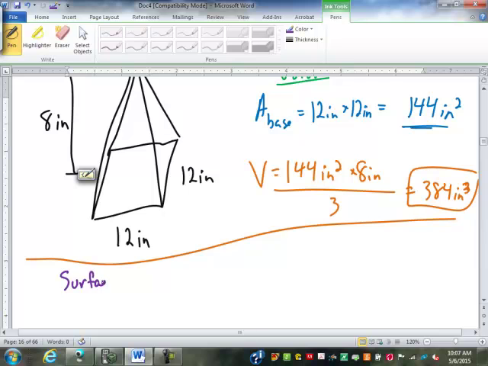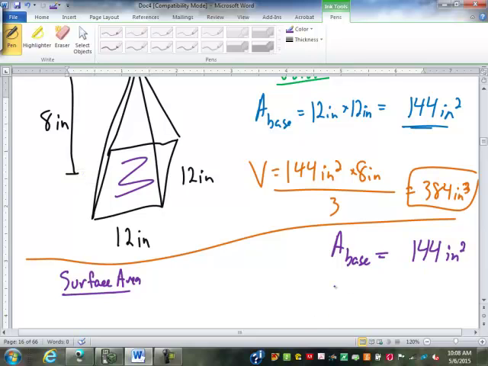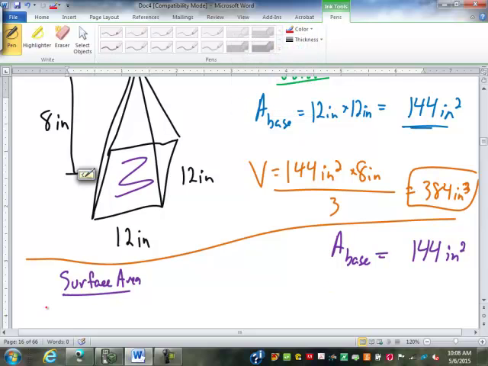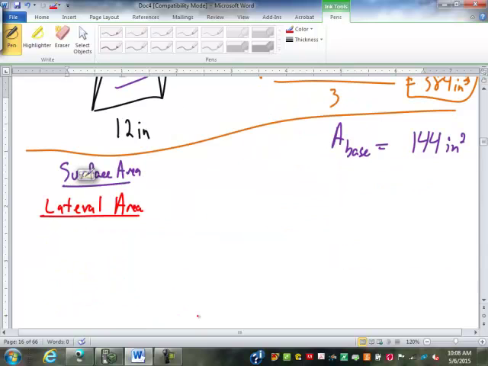Surface area. Now this time, because there's only one base, we only have the area of one base to add in here. We don't have to put it down twice because there isn't a top one here. For the lateral area, we need to know two things. Once again, we need to know the perimeter of the base.